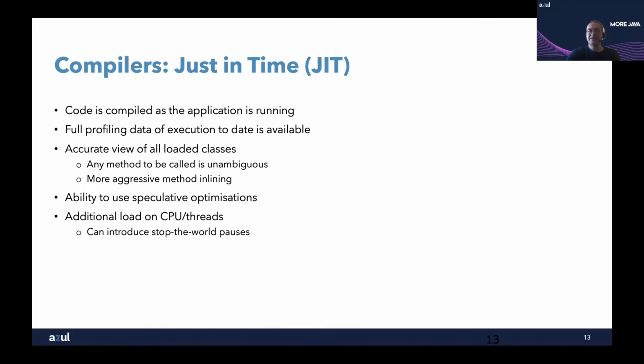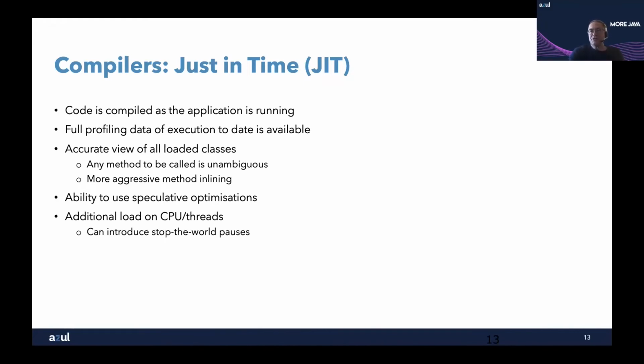Obviously, if we're doing this at runtime, we have a precise view of what is happening in the application, and that will include all the classes that are currently loaded. That's great because it does mean that when it comes to method inlining, we do know exactly which method is going to be called at a particular time, and we can inline that. Should somebody then load another class and affect that, we can dynamically change the code. We can say, okay, now that method is invalid, throw away that code and recompile it.